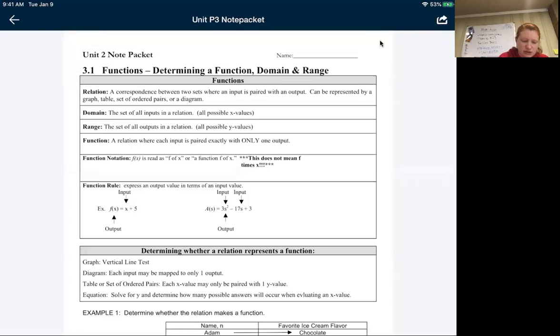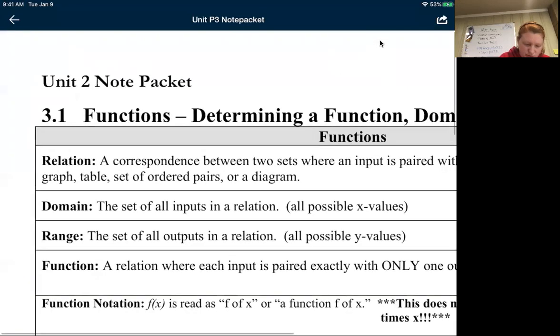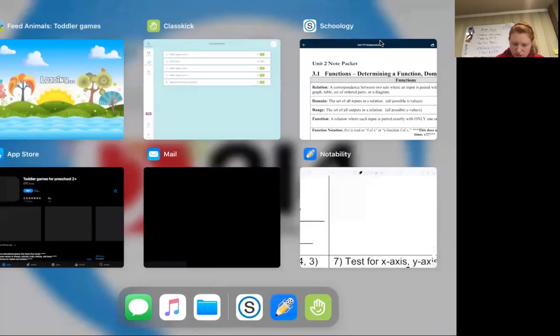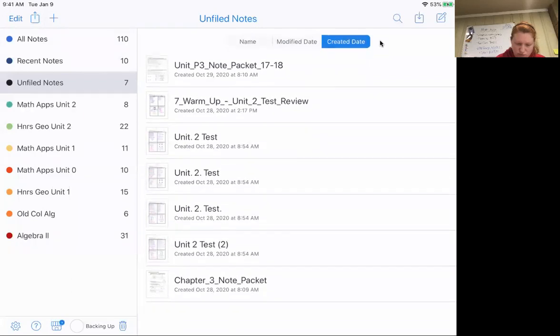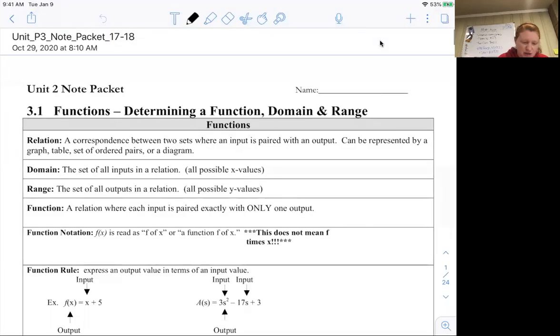All right, let's get started on Unit 3. So first, we're going to go ahead and, oops, I'm not in my Notability. Hold on. There we go. First, this should say Unit 3 note packet.